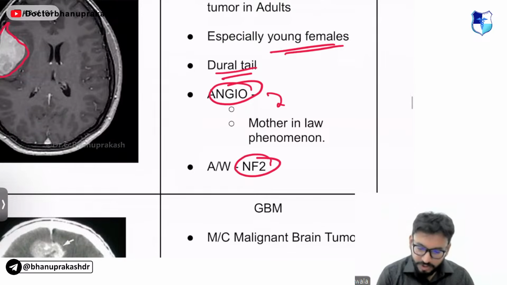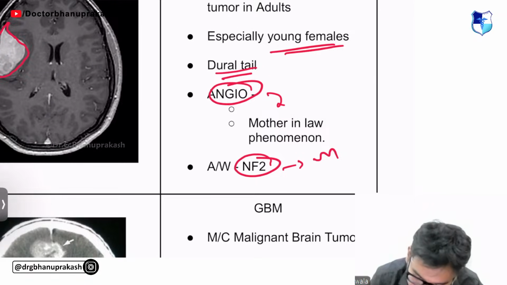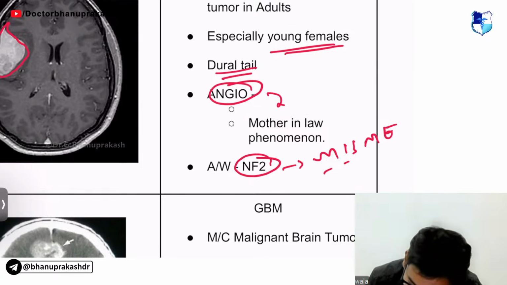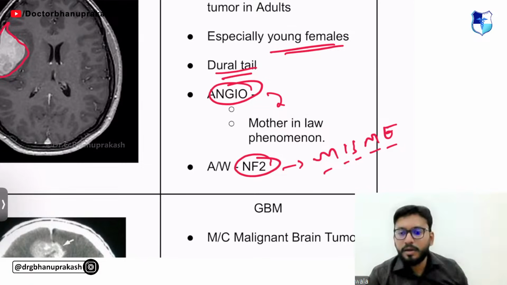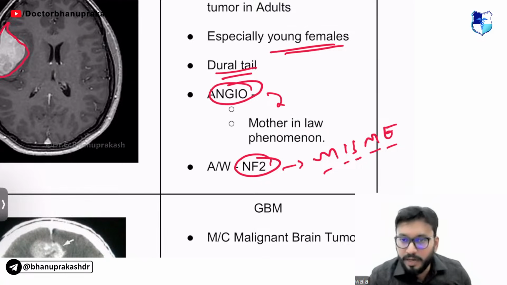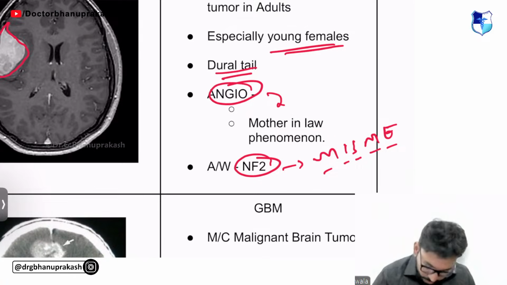Meningioma is associated with neurofibromatosis 2, NF2. Remember that. I'll give you a mnemonic. The mnemonic is MISME: Multiple Inherited Schwannoma, Meningioma, Ependymoma. This is the mnemonic for NF2, neurofibromatosis 2.